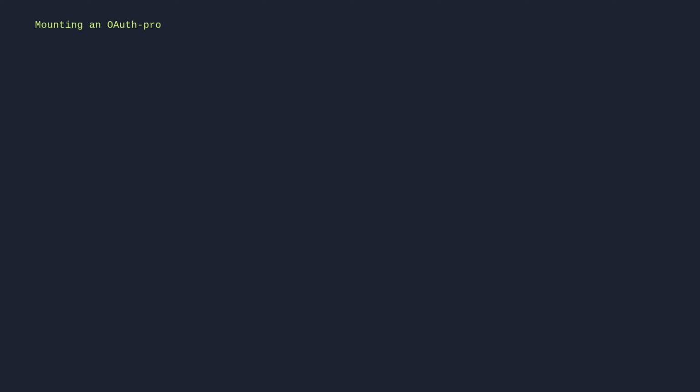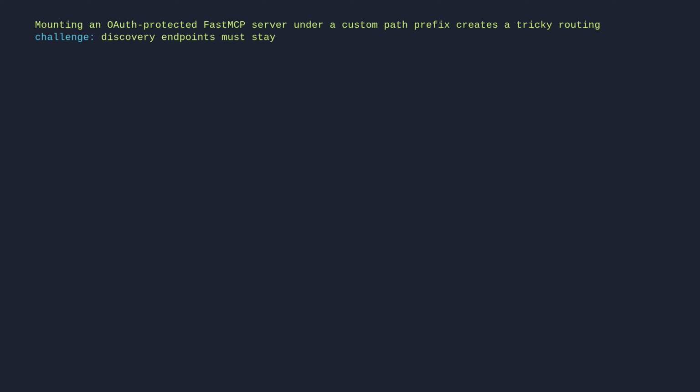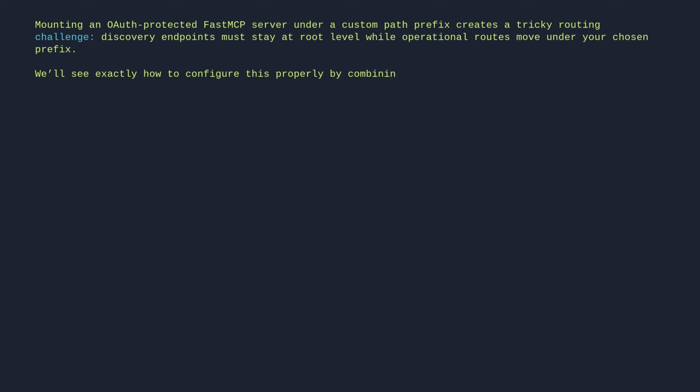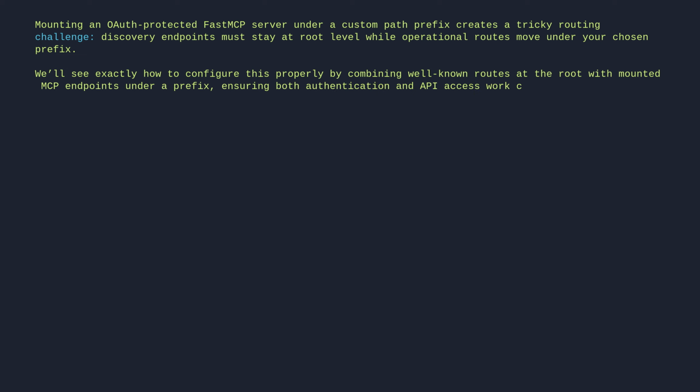Mounting an OAuth-protected FastMCP server under a custom path prefix creates a tricky routing challenge. Discovery endpoints must stay at root level, while operational routes move under your chosen prefix. We'll see exactly how to configure this properly by combining well-known routes at the root with mounted MCP endpoints under a prefix, ensuring both authentication and API access work correctly.